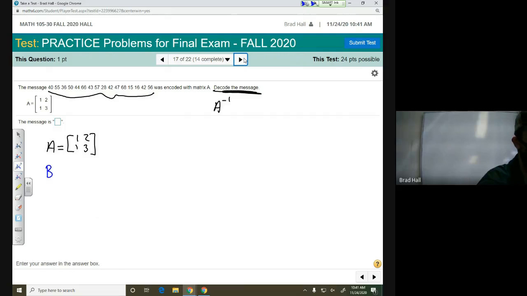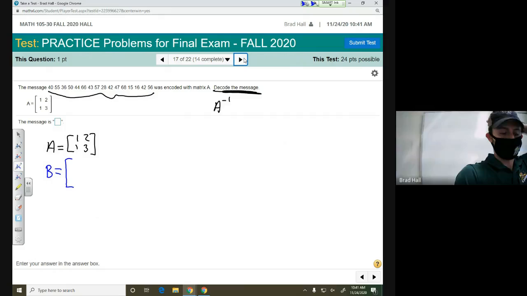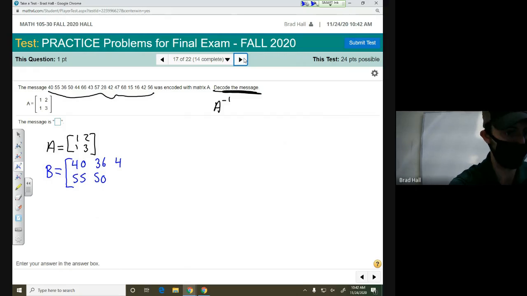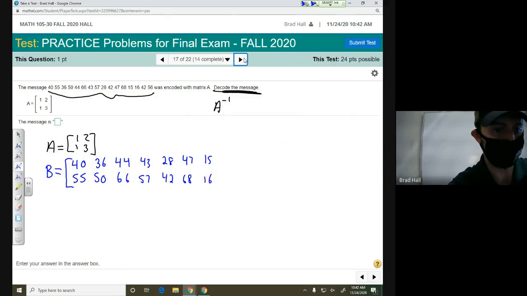And then matrix B is going to be the coded message. Now remember, it needs to have 2 rows so we can actually multiply this to matrix A. So I'm writing down the numbers in order, 40 and 55, but I have to keep it at 2 rows, so I'm going to keep looping around, starting over on a new column: 44, 66, 43, 57, 28, 42, 47, 68, 15, 16, 42, 56.